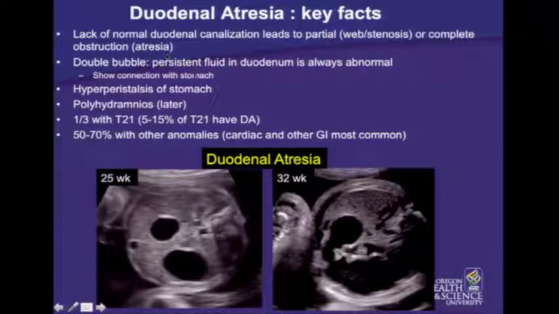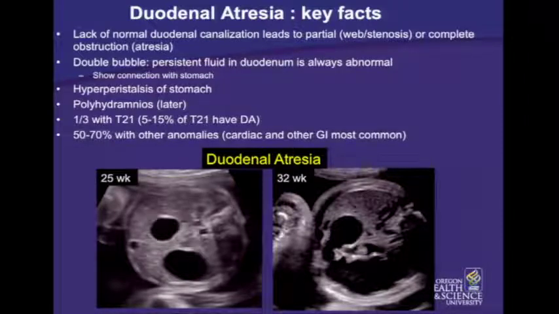The ultrasound finding is that there's persistent fluid in the duodenum, which is always an abnormal finding, and by getting oblique images, you can show the connection to the stomach. One can often in real time see hyperperistalsis of the stomach, or you can see these folds on two-dimensional imaging as well. Polyhydramnios is a later finding.